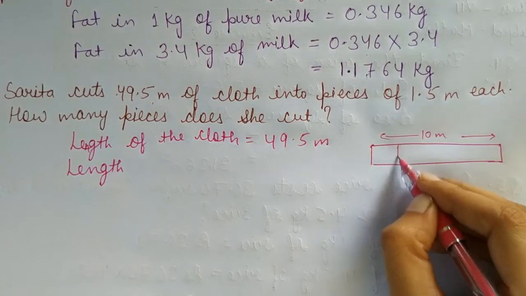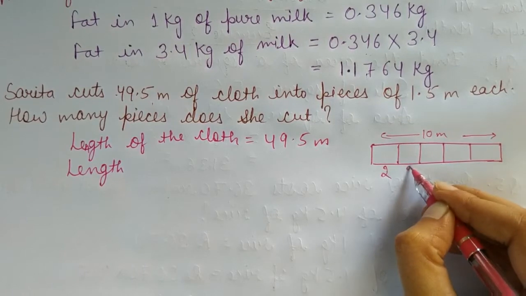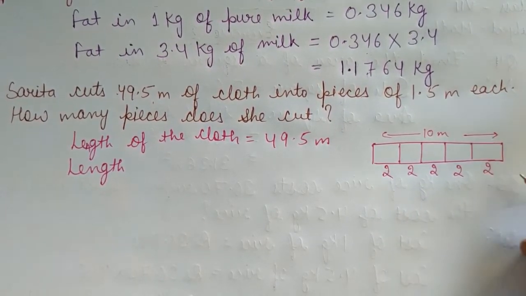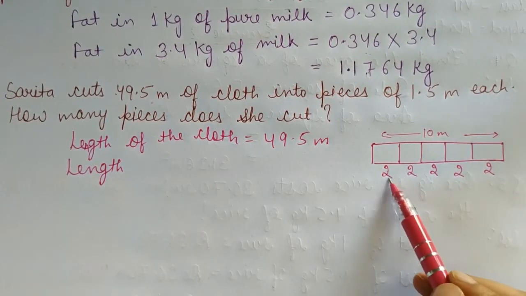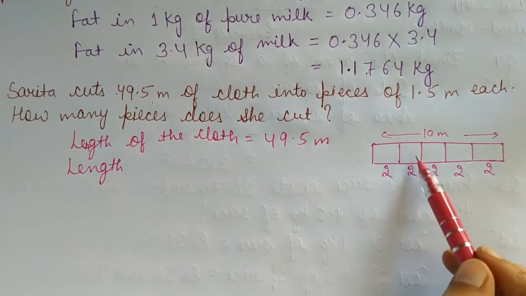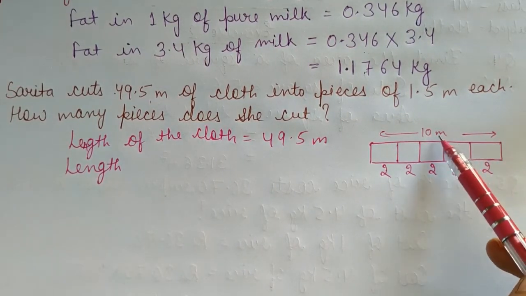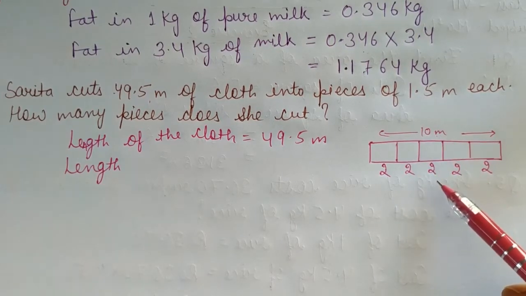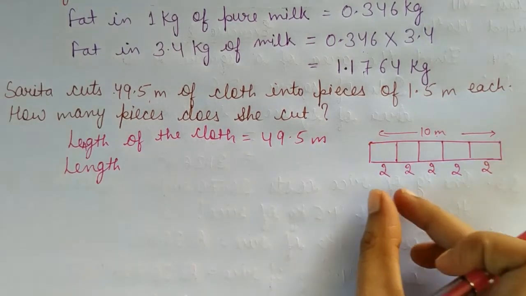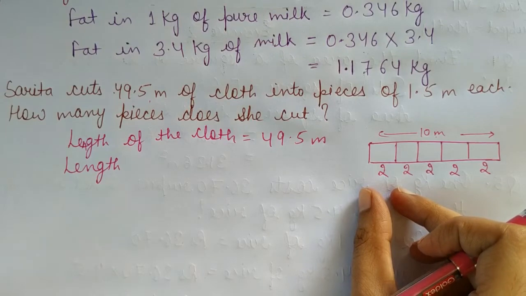So how will we cut? 1, 2, 3. This is of 2 meter, this is of 2 meter, this is also of 2 meter, this is of 2 meter and this is also of 2 meter. Now you can see this whole will be of 10 meter. So how many pieces do we get? 1, 2, 3, 4, 5. How do we get this? By dividing this 10 with 2. Means we have to divide the whole length with the length of one piece, and in that way we will get the number of pieces.